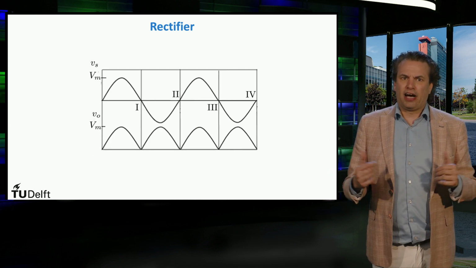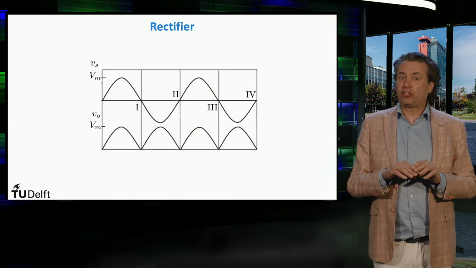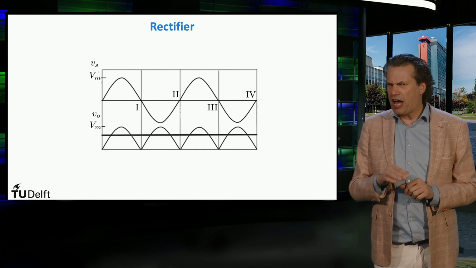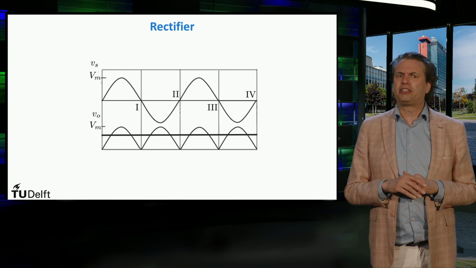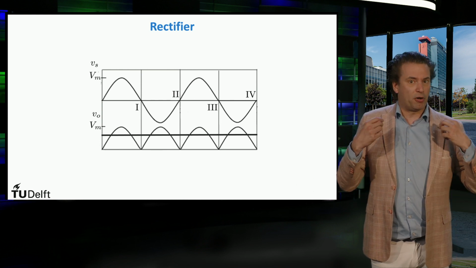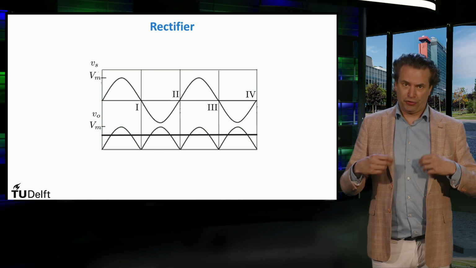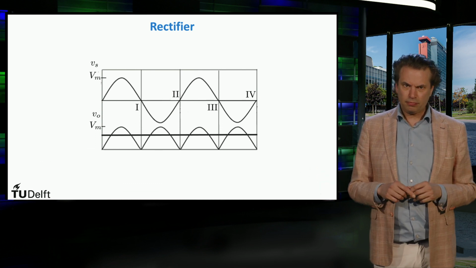As you can recognize, the converted signal is now positive in all time periods, and if an average line is drawn, you can see that it has a constant positive value. It is therefore said that the voltage is rectified.